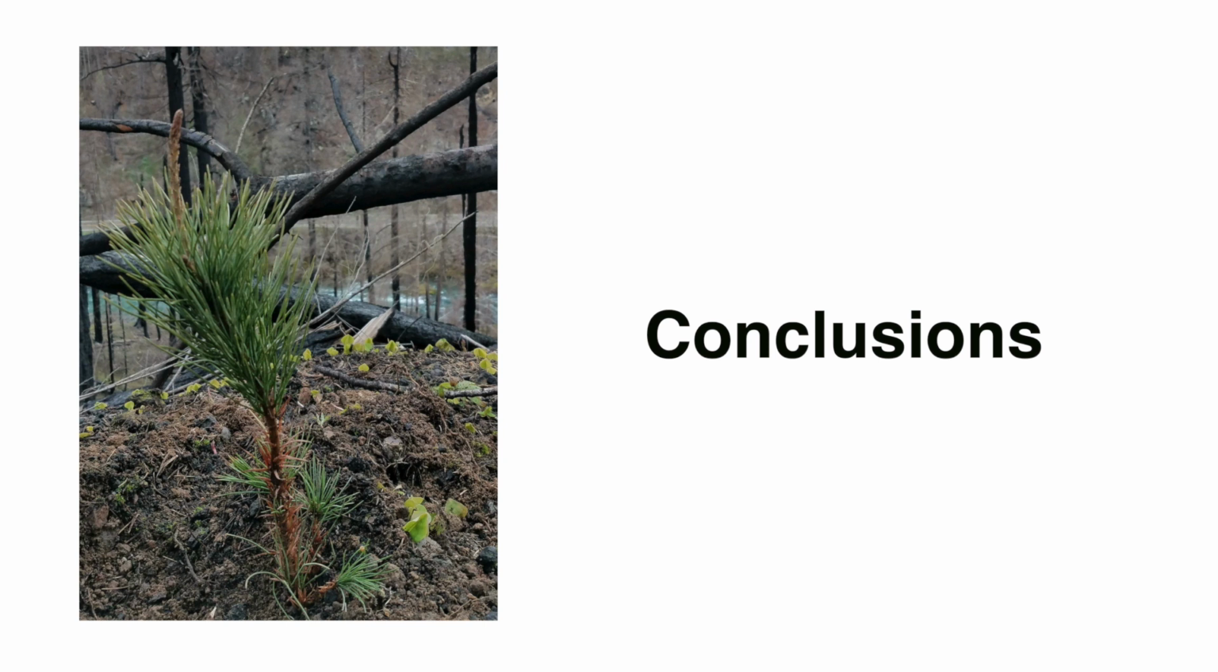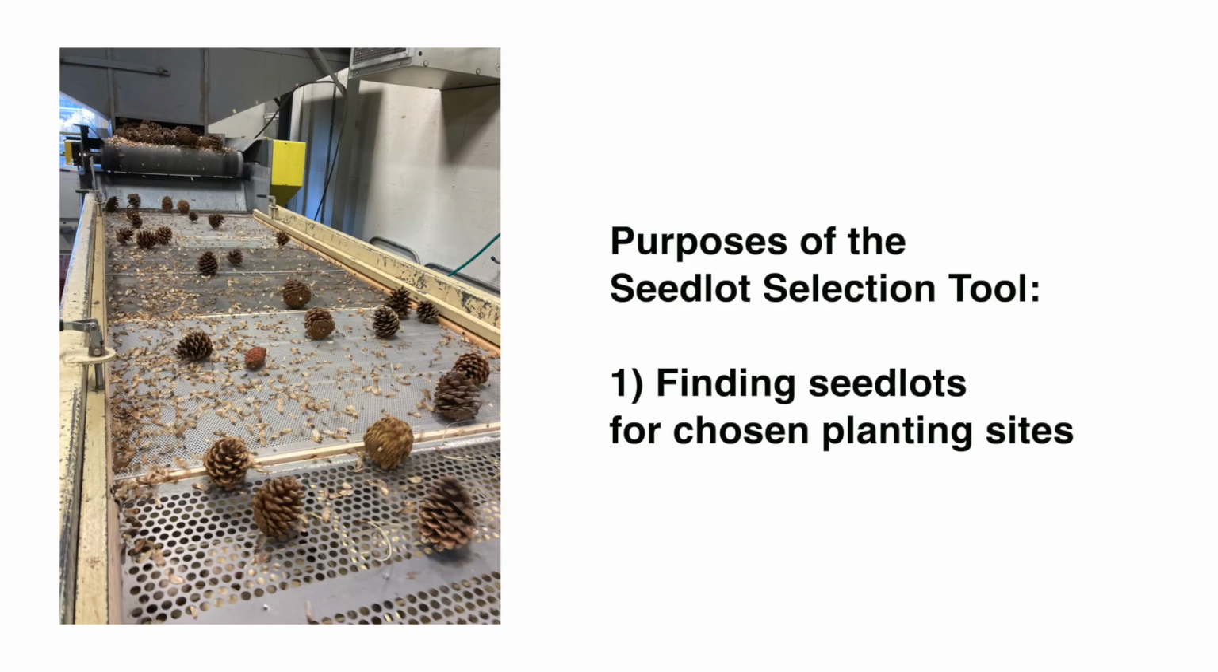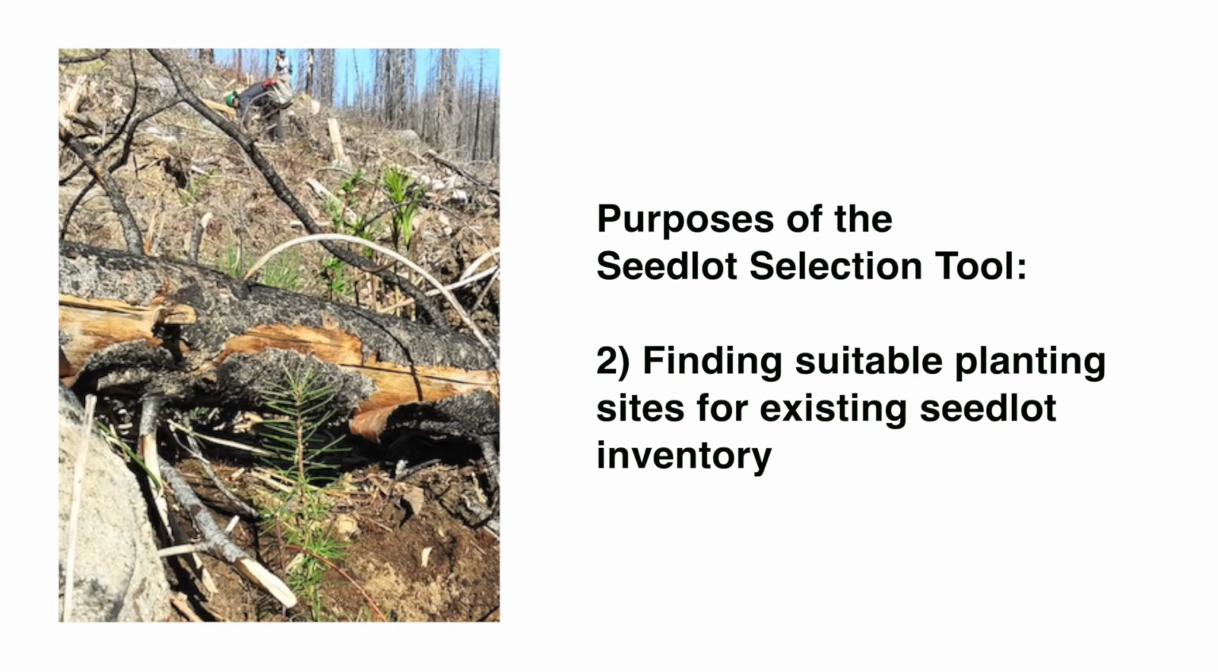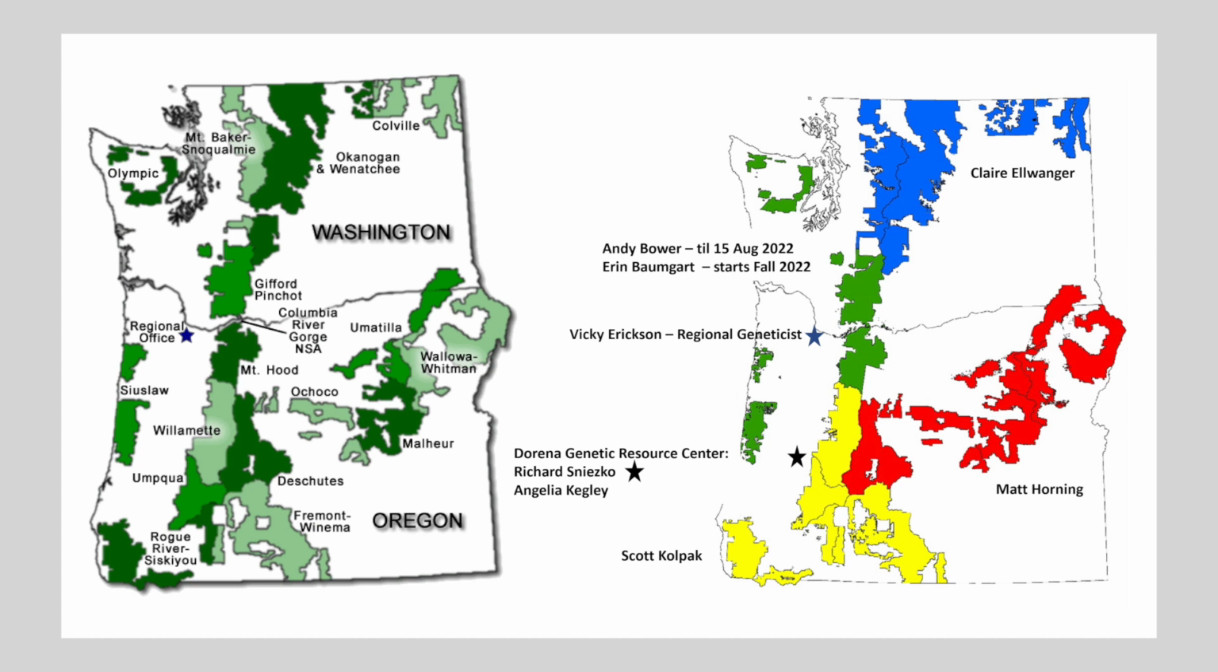So these are examples of how to use the seed lot selection tool for its 2 main purposes. Number 1, trying to find the location of seed lots for a chosen planting site, or 2, trying to find suitable planting sites for a seed lot that we have in our seed inventory. In this case, it was from a known location. And this tool is meant to support silviculturists to include climate change information while also using their expertise, knowledge of the site, and working with their zone geneticist.